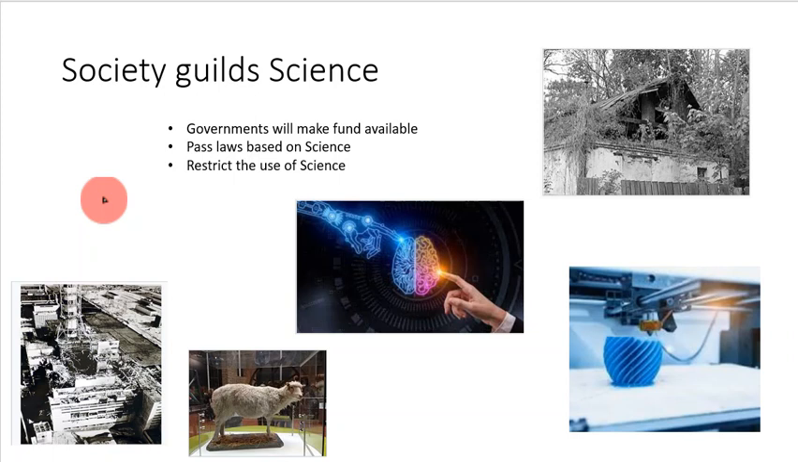Now, the other side of it is that they also control science. They pass laws based on science. When policy is being developed, it can be developed on the back of science. But also, society can impact what scientists are allowed to study. From an ethical point of view, we don't want to increase human suffering. So certain forms of science might be banned or restricted, and it has to all be done in a risk-based way. And also, society can restrict the use of science.